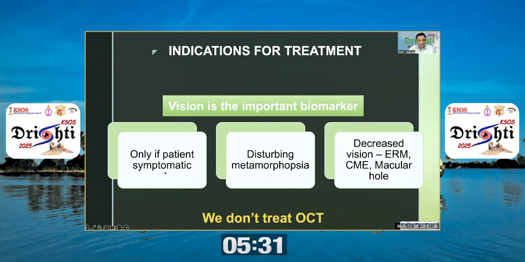Only if the patient is symptomatic do we need to treat. If there is disturbing metamorphopsia, we can treat, or once the vision is reduced. Just because OCT is showing something, and the vision is good and the patient is not having any symptoms, we don't need to treat such a patient.